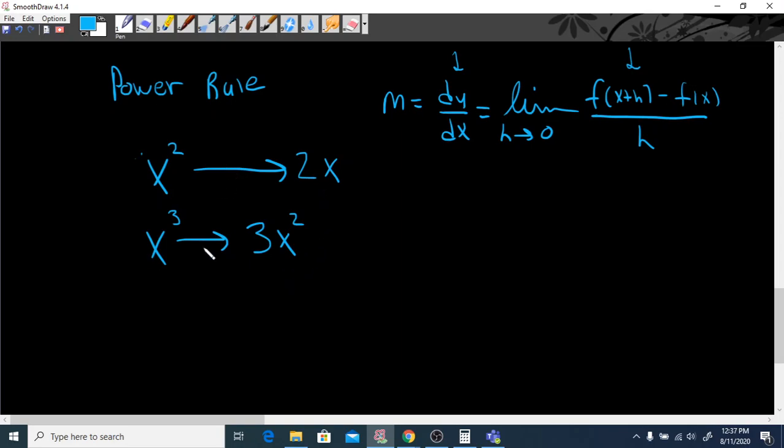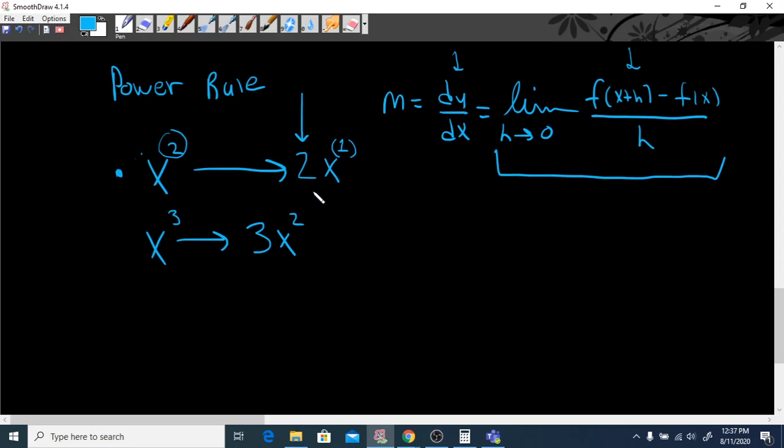And the question really is, is there a pattern? Is there an easy pattern such that we can avoid doing this every time? Well, let's take a look. If we look at x squared, the exponent was 2. And look at what happened to it. It came down as a coefficient. And then look at the exponent here. The exponent here is 1.